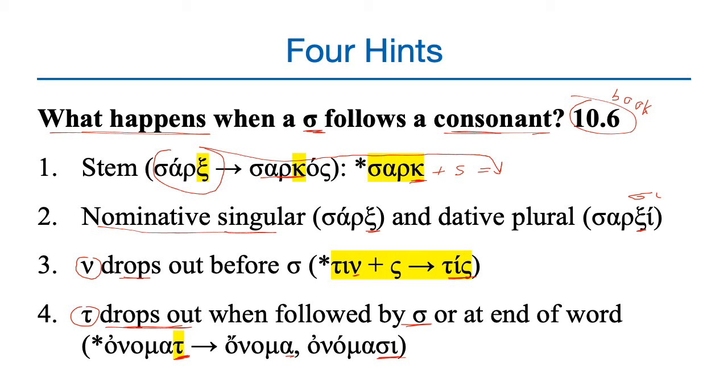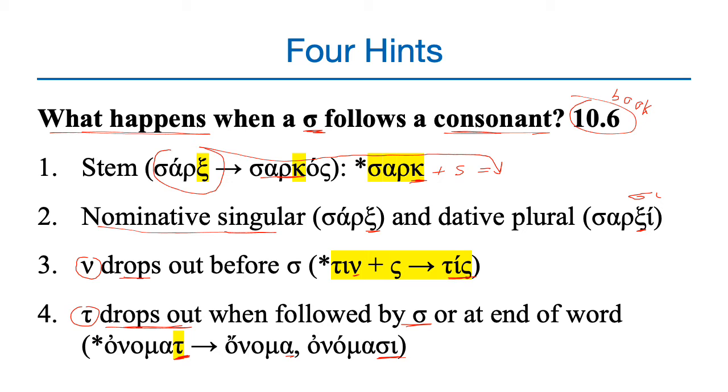Hint number 3. When the stem of a third declension noun ends with a nu, the nu will fall out. It will drop out before the sigma is added. Like in this word tin plus sigma, you get tis. The word means who. It's tis. This sigma is the case ending because the nu dropped out before the sigma.